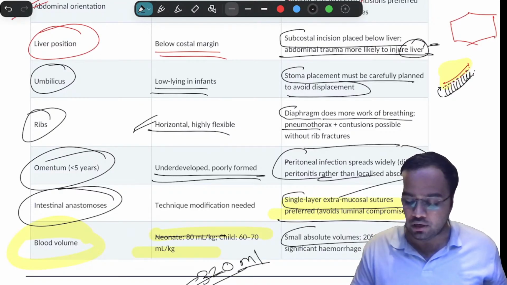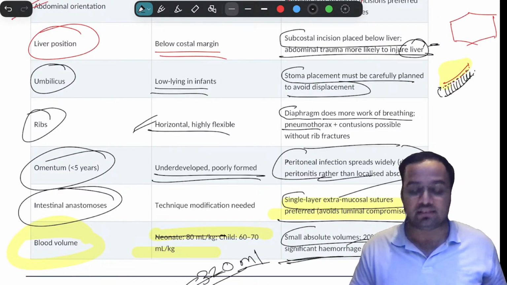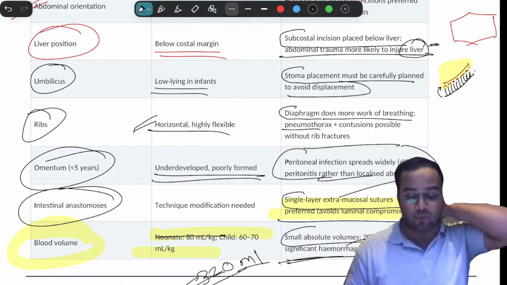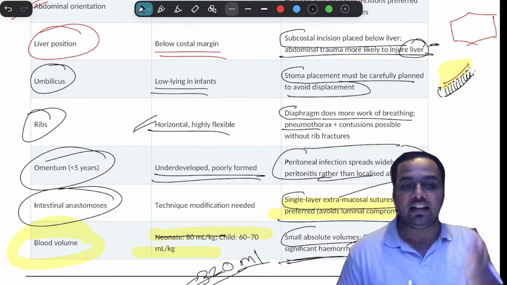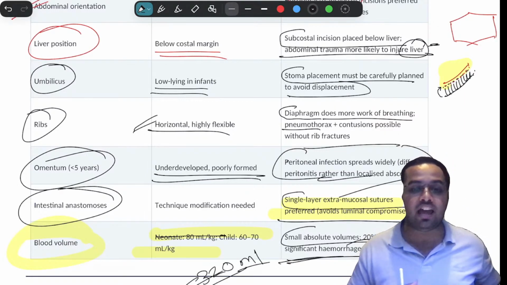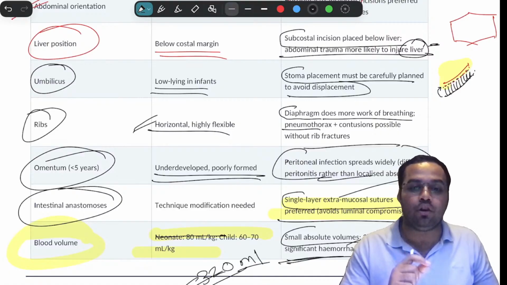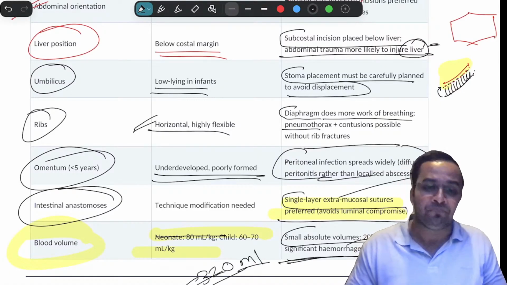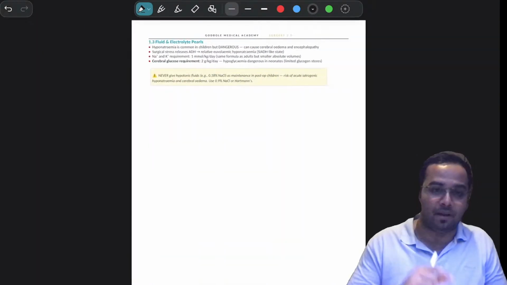So in small volumes, a 20% loss is also considered a significant hemorrhage. So 20%, if you consider of 300, comes down to somewhere around 50 to 60 ml. So 50 ml of loss in a neonate is also considered to be a massive hemorrhage of the child.